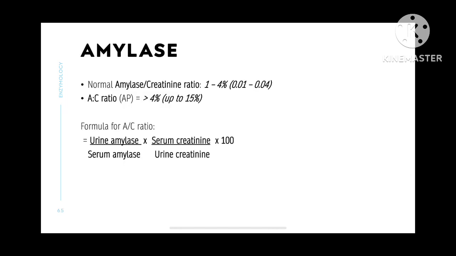Before I proceed to the next enzyme, I want you to know the clinical significance of getting the urine amylase creatinine ratio. It is because, class, when there is an elevated amylase creatinine clearance ratio, this has been a very big help to establish the diagnosis of acute pancreatitis.